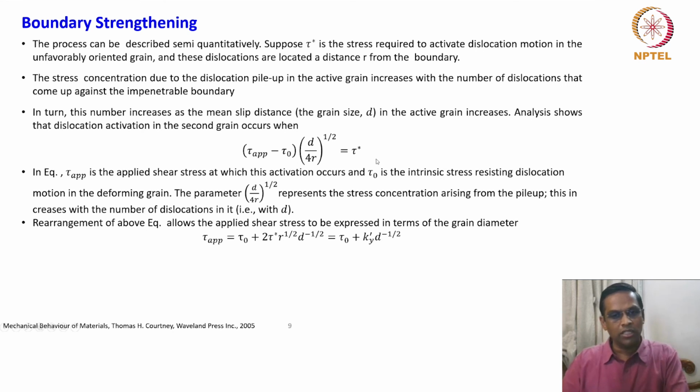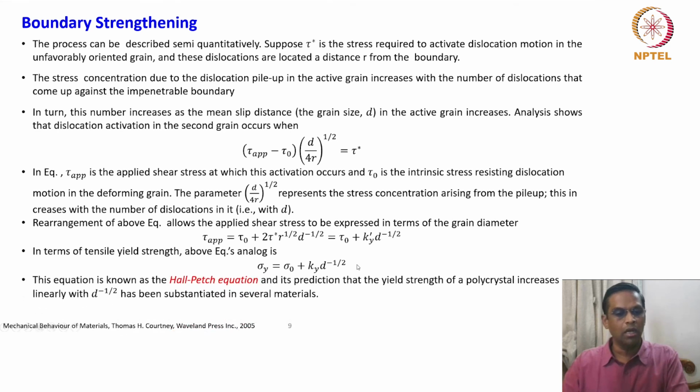So if you rearrange these expressions, the applied shear stress can be expressed in terms of grain diameter. So tau app is equal to tau naught plus 2 tau star r to the power half d to the power minus half, which can be written as tau naught plus ky prime into d to the power minus half. If you write in terms of tensile yield strength, the above equation analog is: tau app becomes sigma y, tau naught becomes sigma naught, ky prime becomes ky, and d to the power minus half remains. So what is this equation?